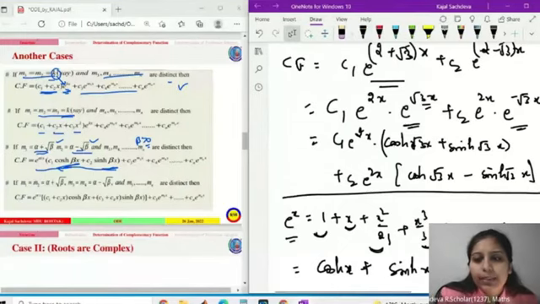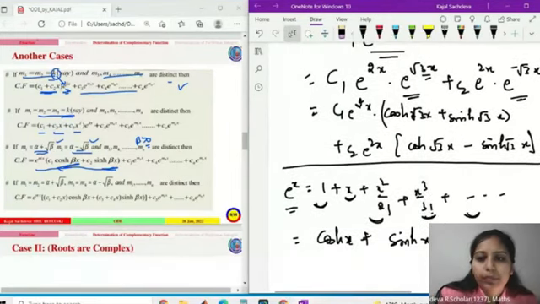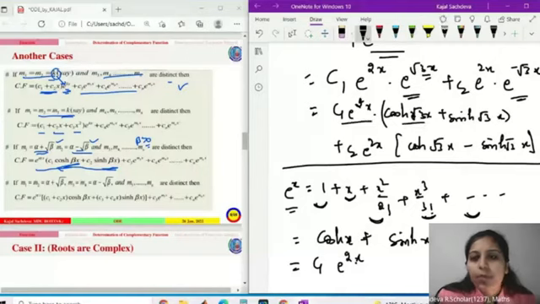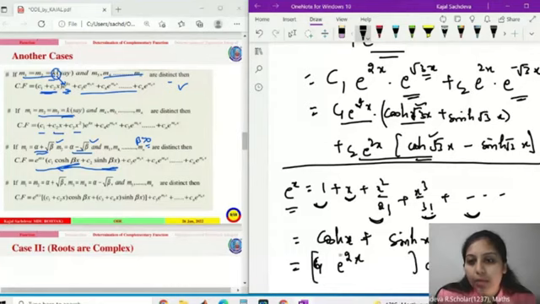When we separate these, here we have C1 e raised to power 2x cos hyperbolic root 3x, and also from here cos hyperbolic root 3x. So we can take cos hyperbolic root 3x common, with C1 plus C2 both here. So we will get one term of cos hyperbolic root 3x, and another when we take common, we get the sine hyperbolic root 3x, and e raised to power 2x whole common.